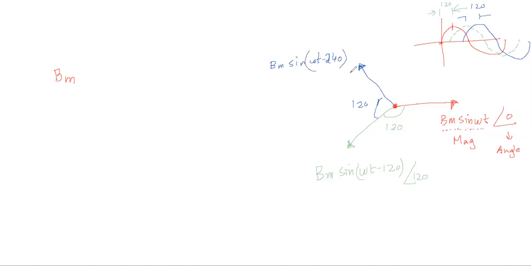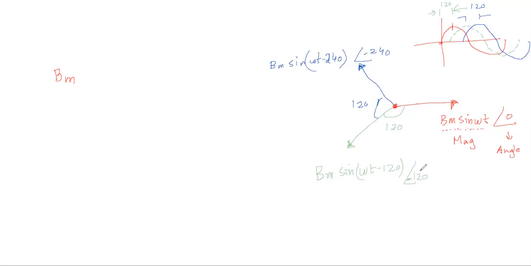Sorry, I will call this angle minus 240, and this angle is minus 120. Okay, because this is the reference line. This is minus 120 degrees, and this is minus 240 degrees. So there will be minus 240 and minus 120 over here.